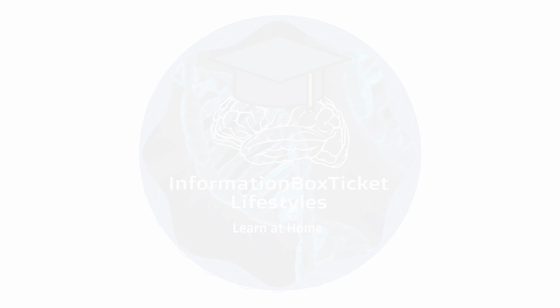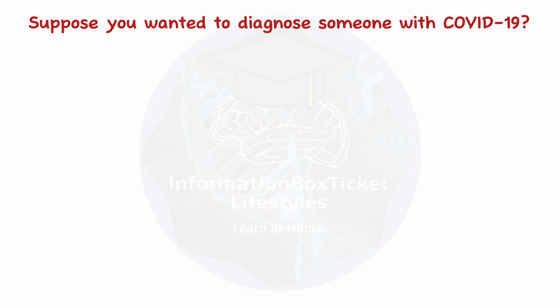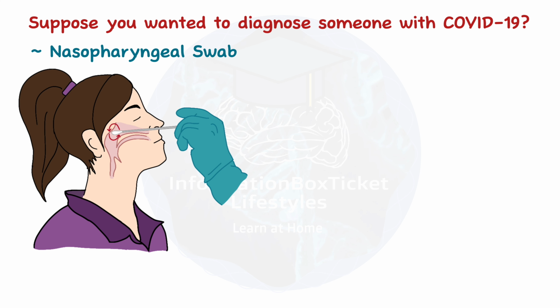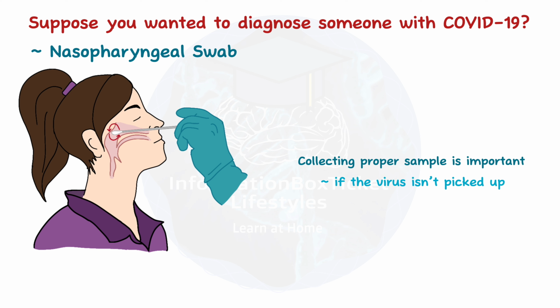There are many PCR variations out there, but let's focus on one that was recently used for detecting a viral infection. For instance, suppose you wanted to diagnose someone with COVID-19. To do this, you would use a nasopharyngeal swab, essentially a long Q-tip with a soft tip, and gently swirl it a few times inside the nostril to collect enough secretions for analysis. Collecting a proper sample is very important, so it's essential to insert the swab deep enough.